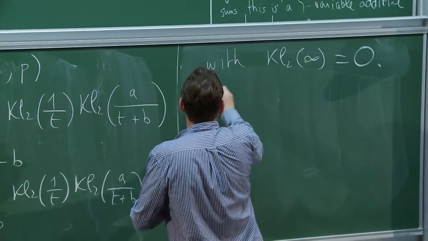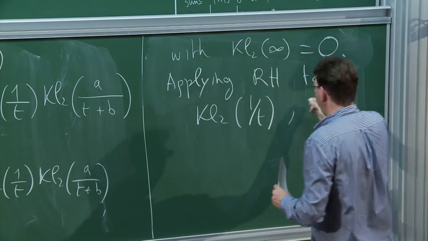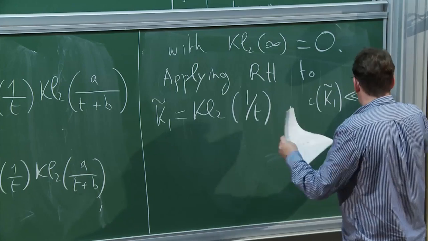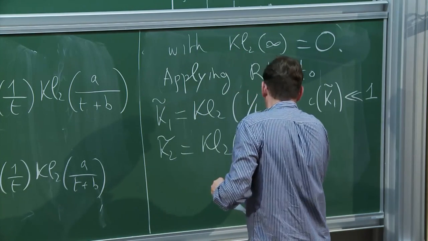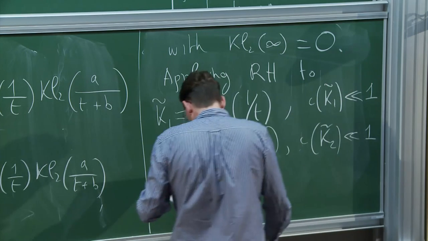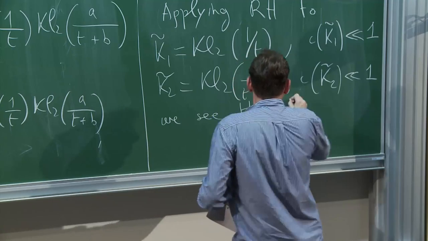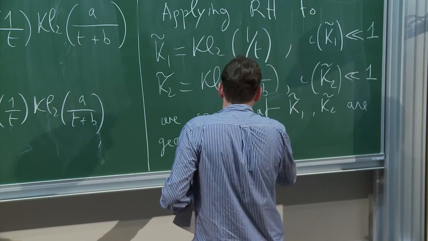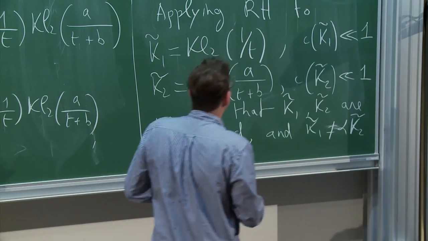Okay, so applying RH to, so now we do another change of variable, which is again permitted by the formalism that I recall, because it's just a bijection, at least of the projective line, and is always bounded complexity. KL2 of A over (T plus B) is also bounded. So we see that K1 tilde, K2 tilde are geometrically reducible, for instance, by the Diophantine criterion. And K1 tilde is not proportional to K2 tilde, at least if B is non-zero.